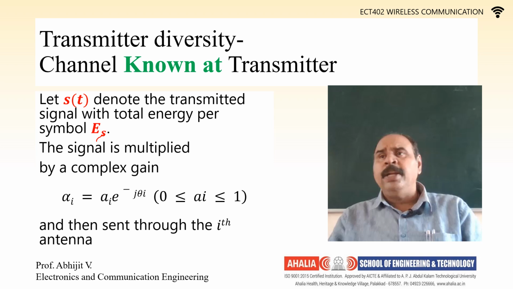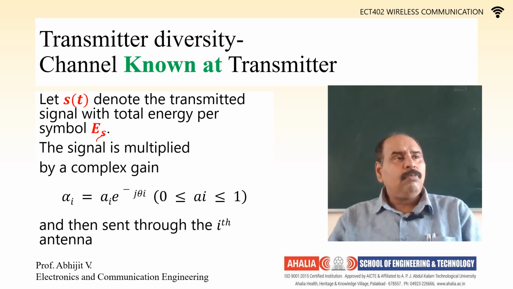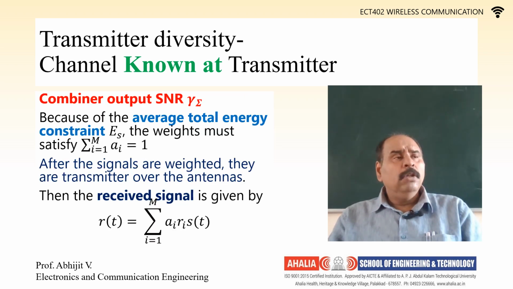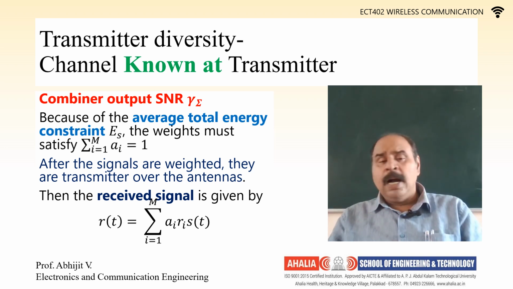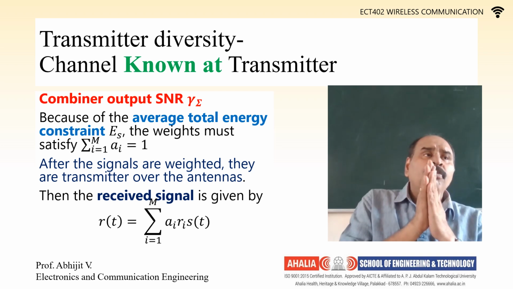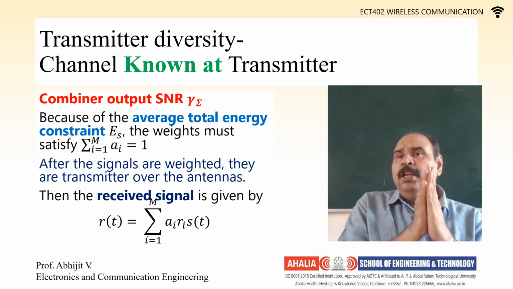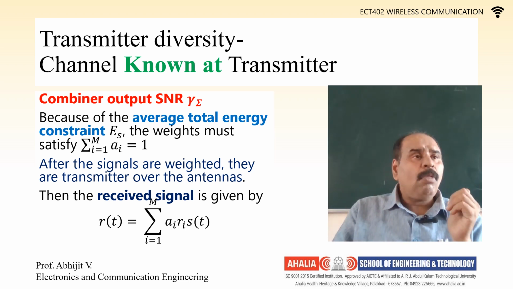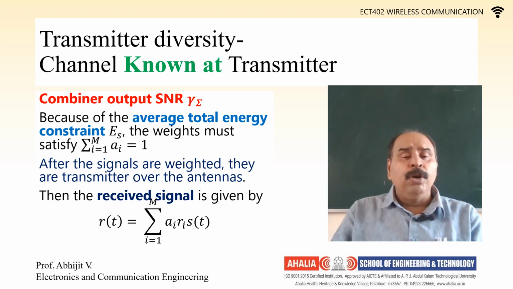What is happening in maximal ratio combining, we'll have a complex multiplication where we'll be doing what is called co-phasing. Okay. So now what we are going to do is find the combiner output gamma sigma. So in transmit diversity, we are dividing the symbol energy into an equal number of transmitters. Okay. And we have a weighted output at each transmitter.